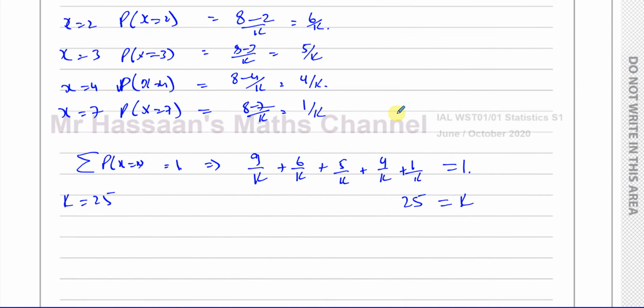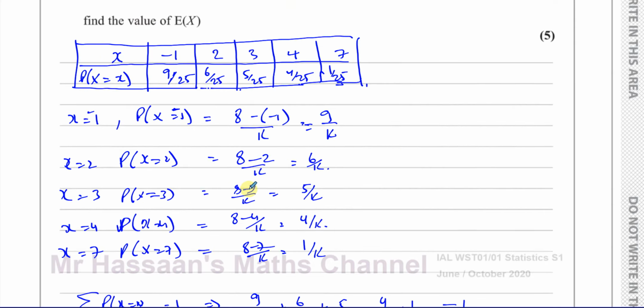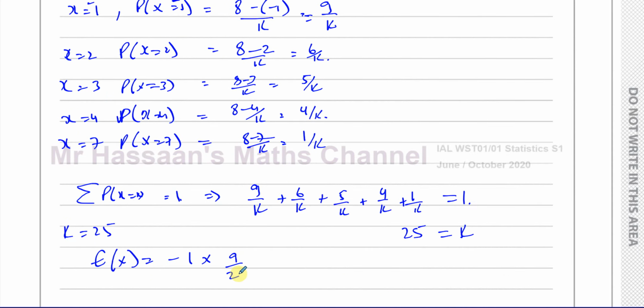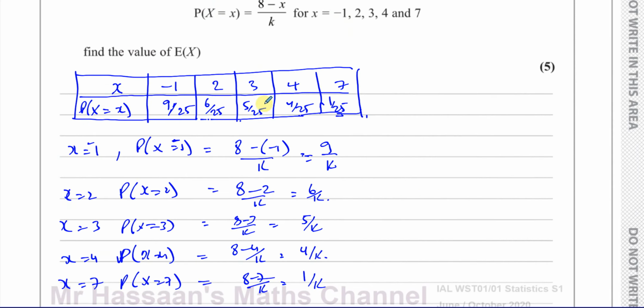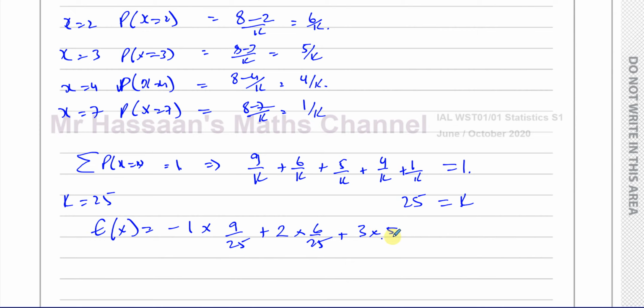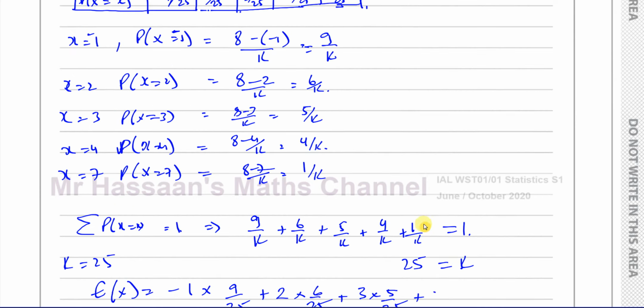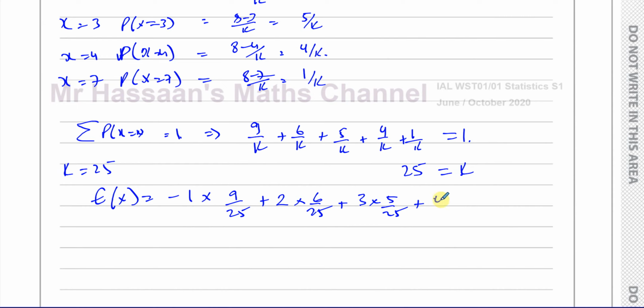So the expected value of x is -1 times 9 over 25, plus 2 times 6 over 25, plus 3 times 5 over 25, plus 4 times 4 over 25, and the last one was 7 times 1 over 25. So that is going to be our expected value of x.